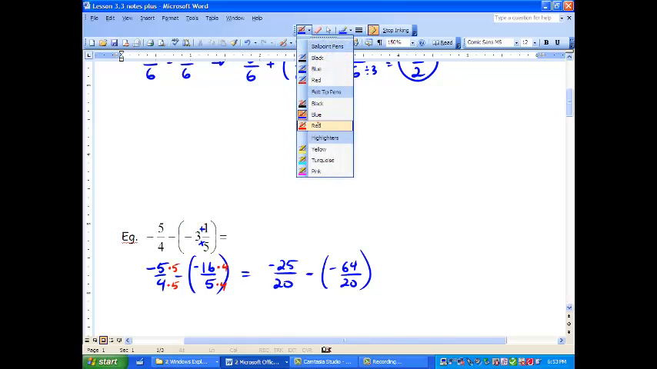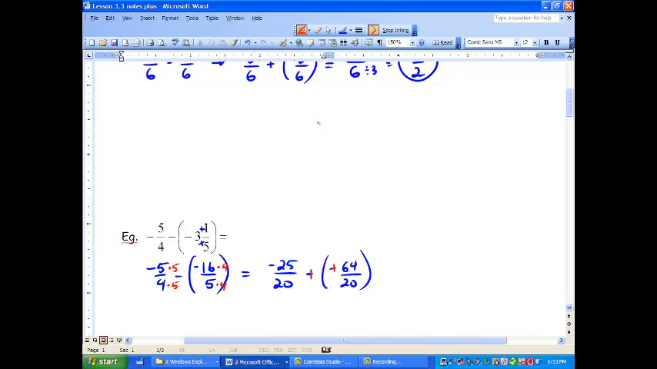Okay, now we're going to add the opposite. That means when we've got two negatives, we make a positive. And we put our fingers over the 20s, and we say, well, 25 is smaller than 64, so our answer is going to be positive. So negative 25 plus 64, we're going to get 39 over 20. And we can put that into a mixed fraction, and we're going to get 1 and 19/20. Either one would work.